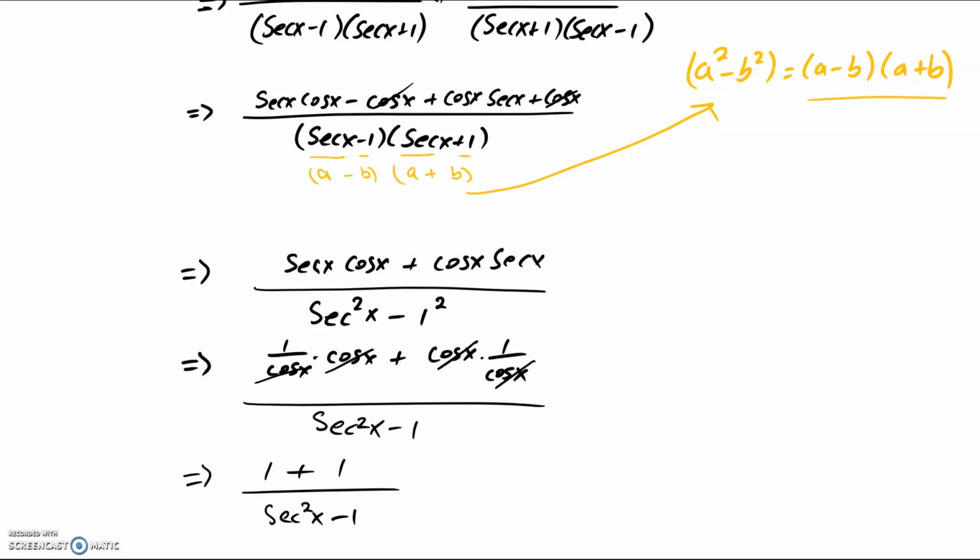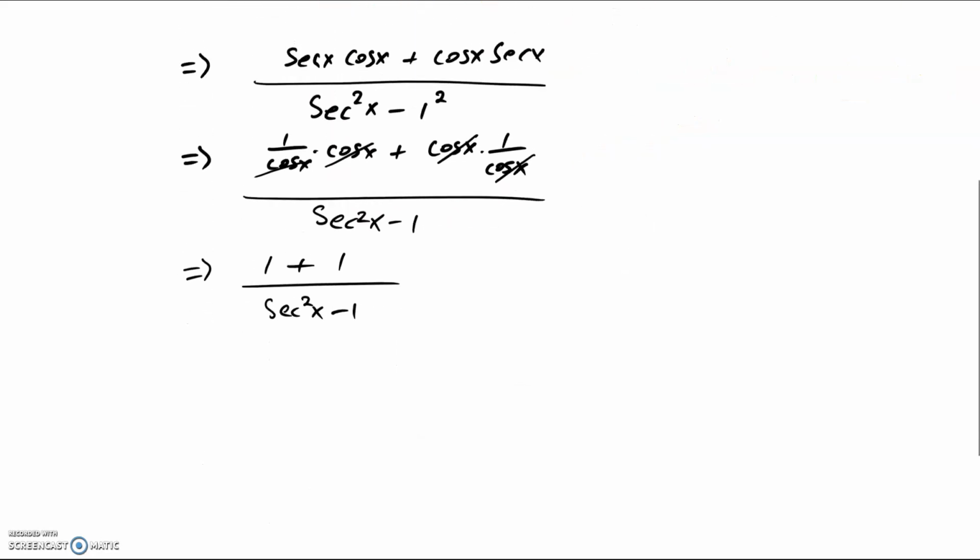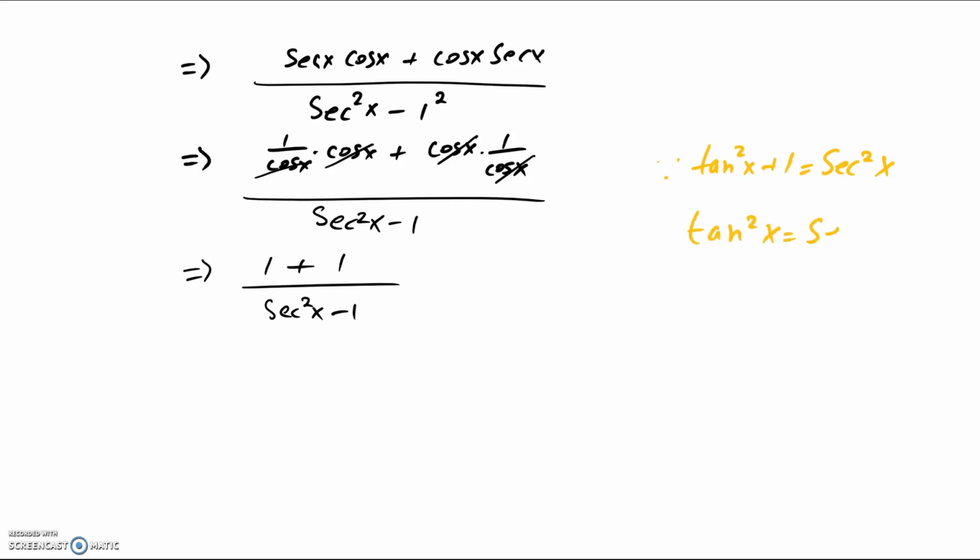Clear? Now look, in the denominator we are going to use an identity. What identity? You can see secant squared x. We are going to use the Pythagorean identity, which I am going to write down for you, and that identity is tan squared x plus 1 equals secant squared x. When you rearrange this identity, it's going to be tan squared x equals secant squared x minus 1.